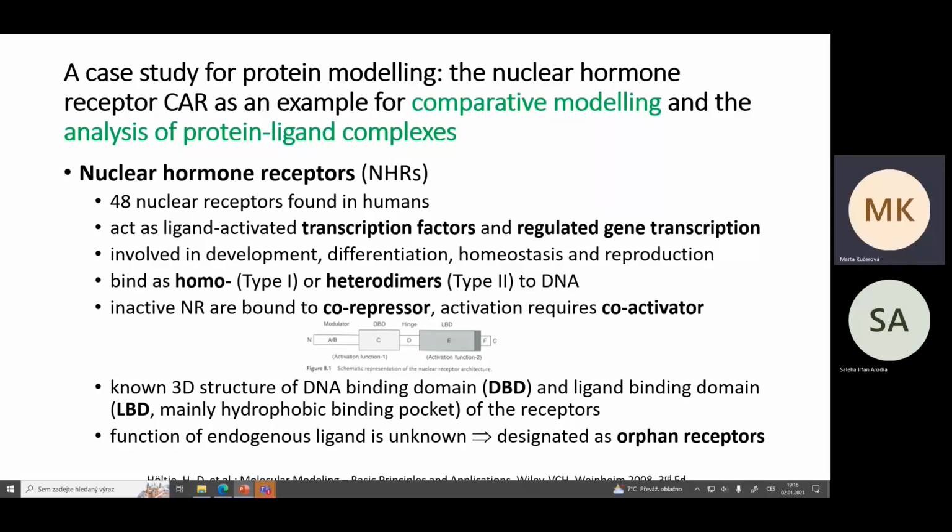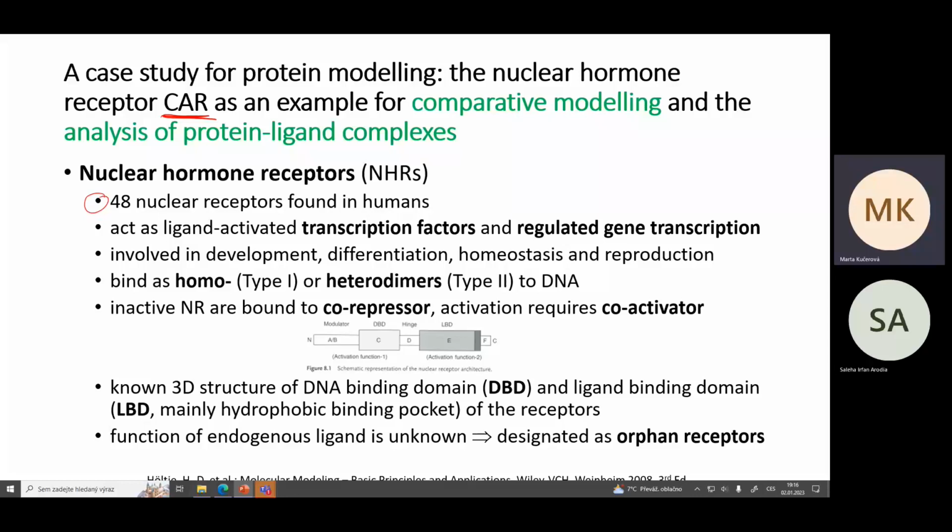It was used for constitutive androstane receptor structure prediction, which is a nuclear hormone receptor. Generally, probably you know that there are different nuclear receptors. For example, the steroid hormone receptors, vitamin D receptor, retinoic receptor, and so on.